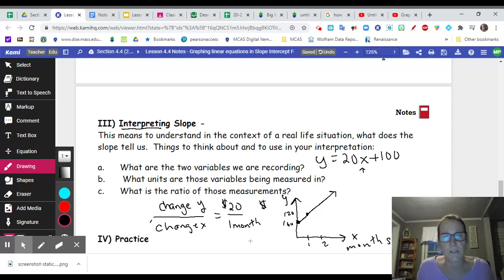And then the interpretation piece would be something like this. Every month you save $20, or your savings rate is $20 per 1 month. Those are everyday language words that we would use to describe it. And that's what we want you to try to tell us when we ask you to interpret the slope.